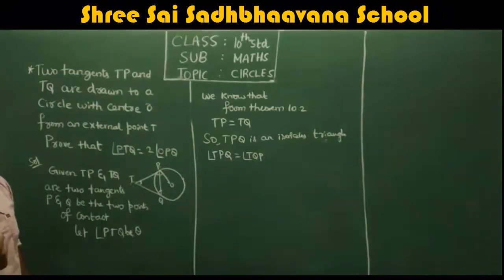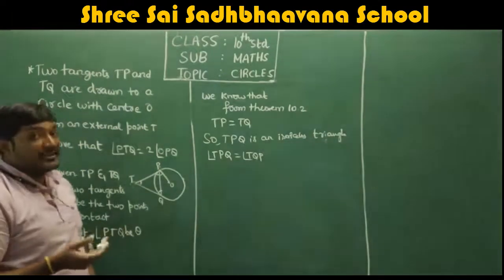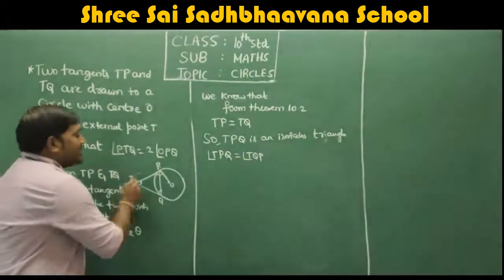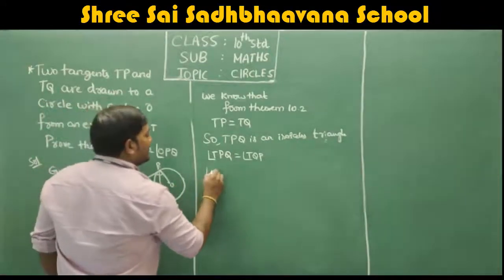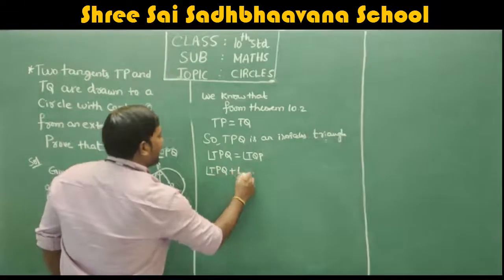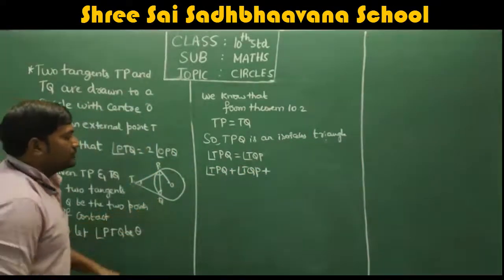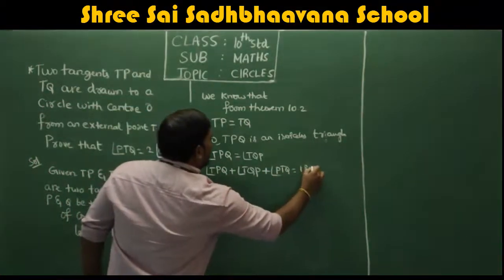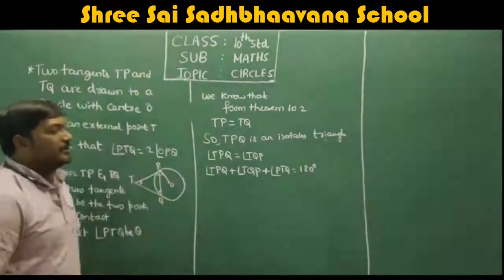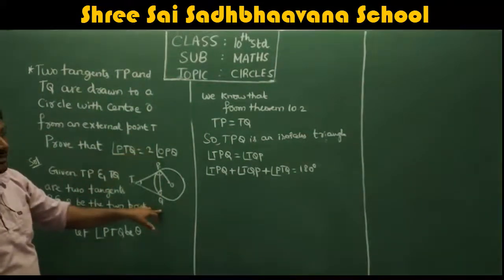And also we know that the sum of the interior angles of a triangle is 180 degrees. It means in triangle TPQ, what are the angles we have? Angle TPQ plus angle TQP plus angle PTQ. The sum should be equal to 180 degrees. I'll repeat once again: we are considering TPQ as an isosceles triangle.